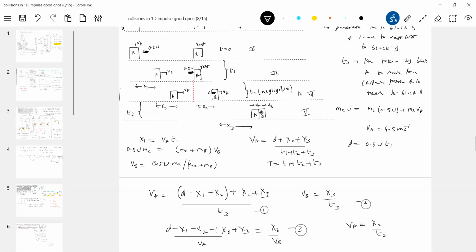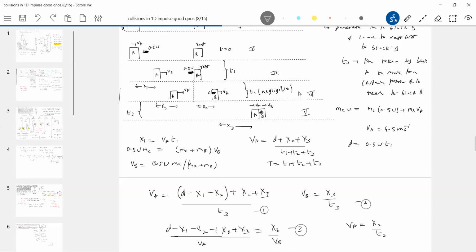So like this, again looking at the diagrams, I'm writing what is VA. The distance covered by the block A is X2, so VA equal to X2 by T2, and VB equal to this one. All these are equations I have. Now, this equation 3 is there. Known things are D, X1, VA, VB. X2, X0, and X3 are unknown. T2 is also unknown. Let's see what I can do.